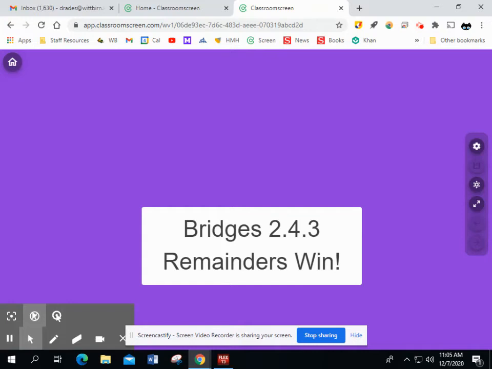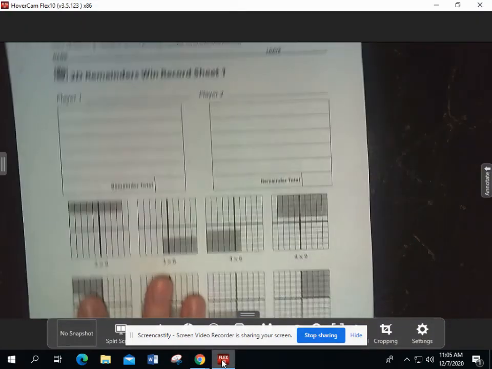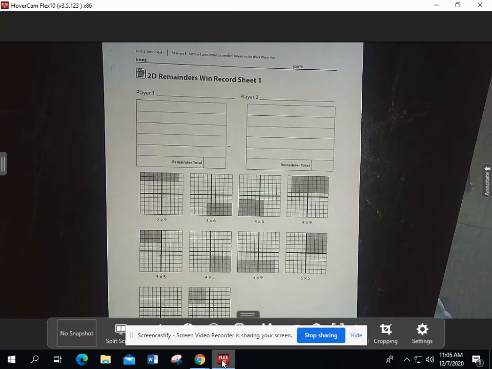So we're going to start a game called Remainders Win. And with Remainders Win, you will need a game sheet. And there are 3 different types of games. So this is sheet 1. There's also a sheet 2 and a sheet 3. We won't have time to play all of those today. And it also says that we need to have a red dice.